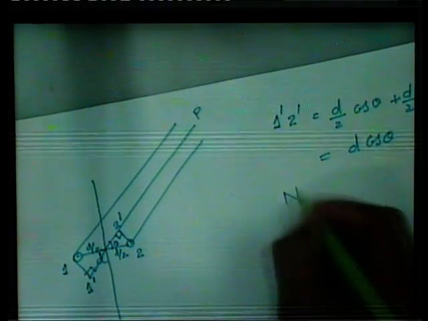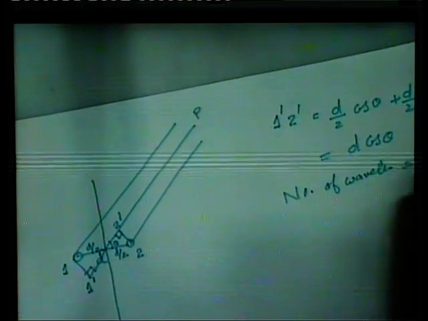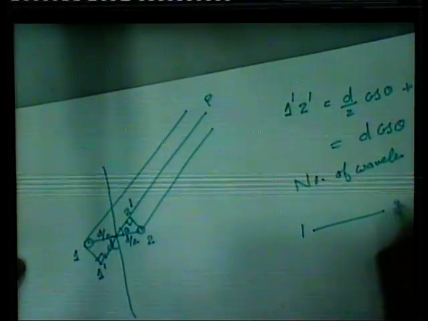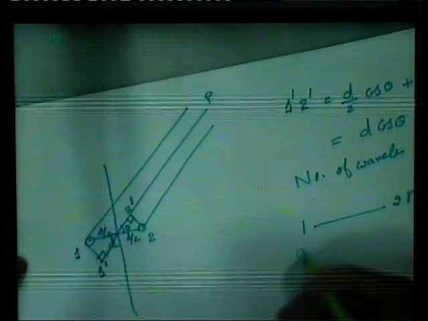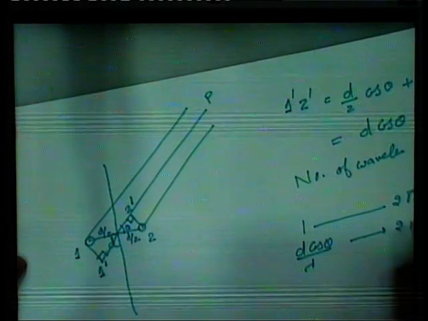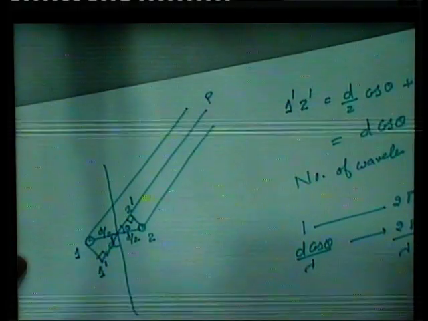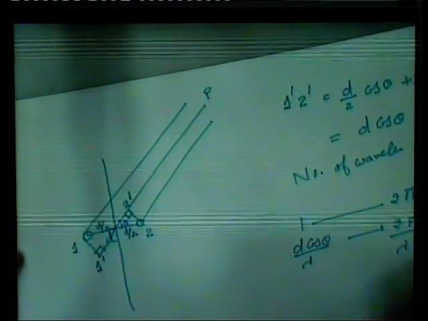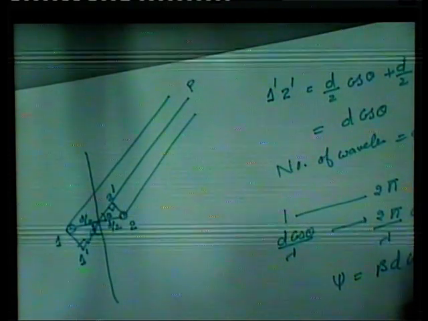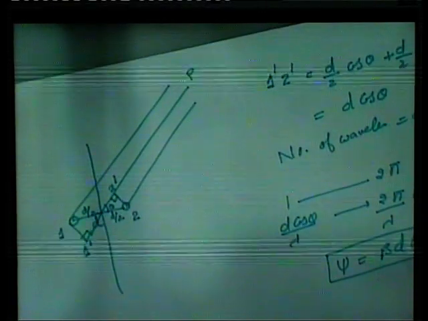How many wavelengths is that? The number of wavelengths is d cos theta by lambda. One wavelength corresponds to a phase shift of 2 pi. The number of wavelengths is d cos theta by lambda, so the phase shift will be equal to 2 pi d cos theta by lambda. So psi equals beta d cos theta. This is the phase difference.